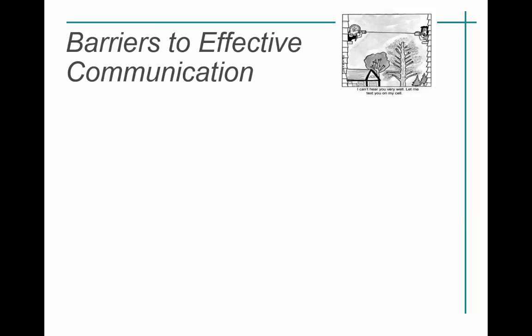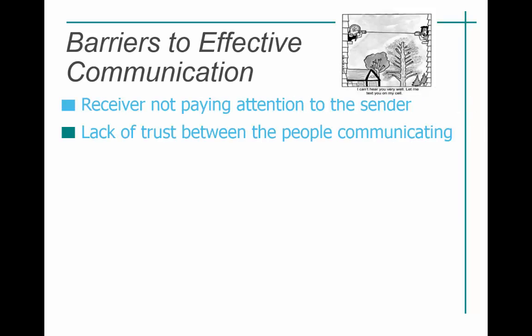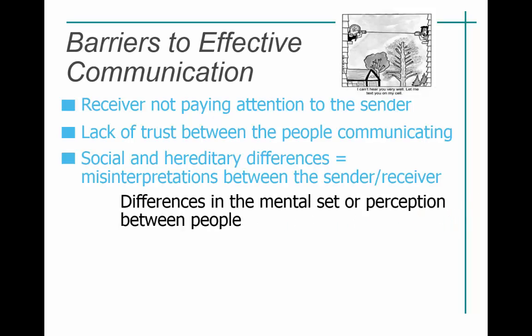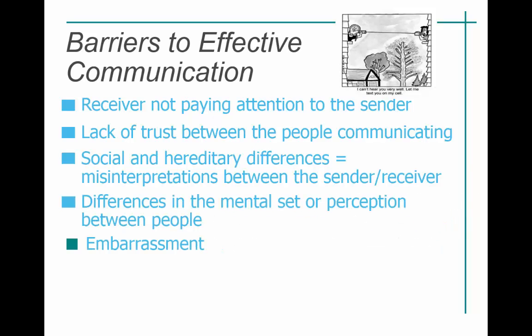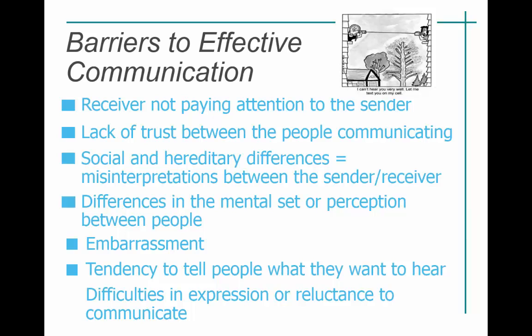Barriers to effective communication include the receiver not paying attention to the sender, the lack of trust between people communicating, social and hereditary differences causing misinterpretation between the sender and the receiver, differences in the mental set or perception between people, embarrassment, tendency to tell people what they want to hear, and difficulties in expression or reluctance to communicate.